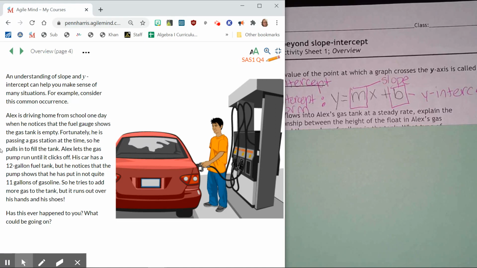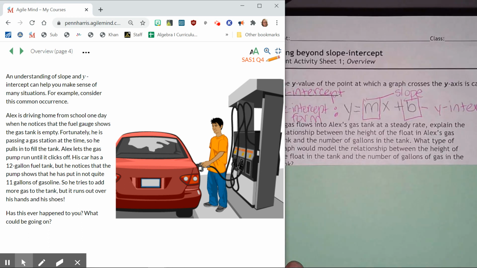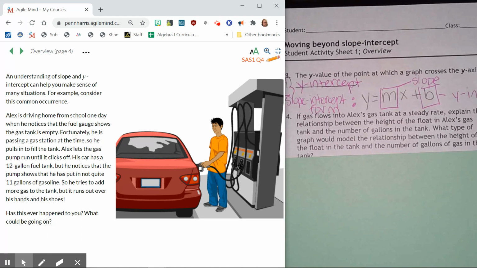Anyway, so we got Alex, okay? So Alex notices his fuel tank says empty. So he's going by a gas station. He's going to get some gas. Alex knows that his car has a 12-gallon tank, okay? So to make it totally full, he has 12 gallons.